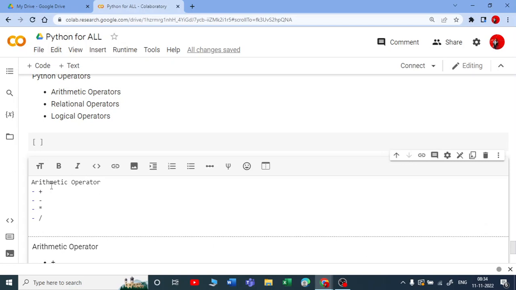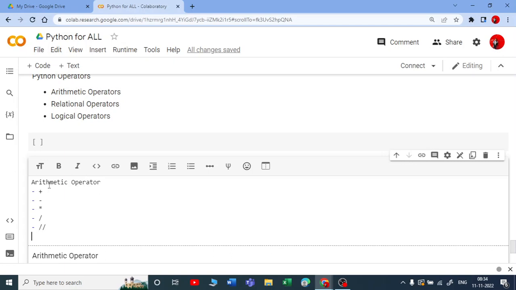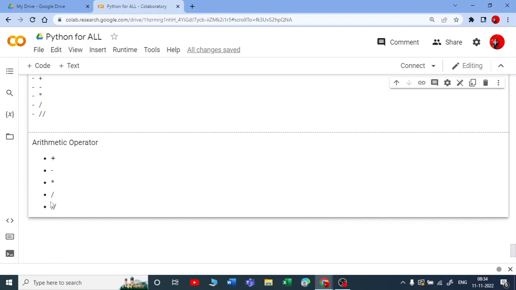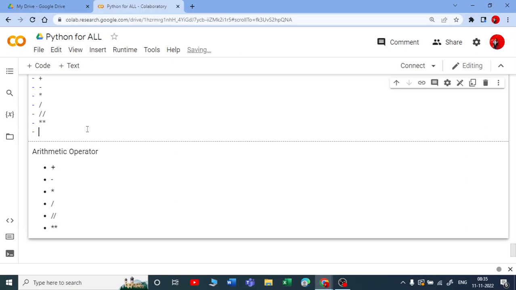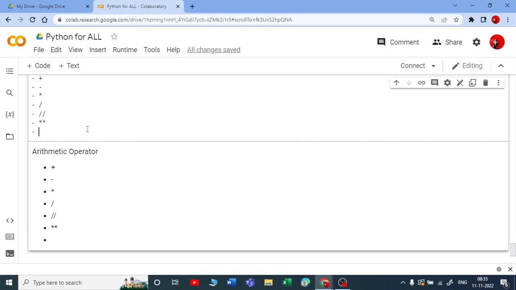In Python, we have two types of division operator. One is your normal division and second is your floor division. That is the difference: if you have two slashes here, it becomes a floor division. What are these? We will talk about that in a minute. So we have an exponential operator, and the last one is your remainder operator.